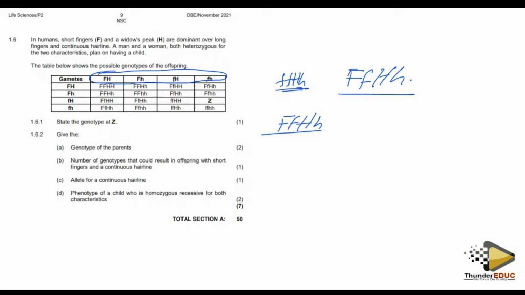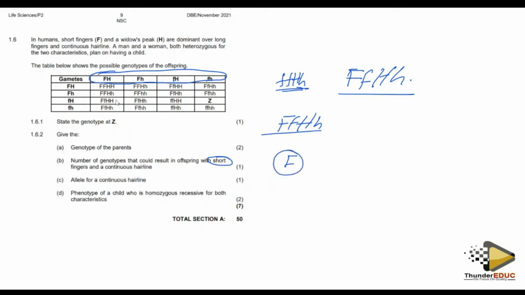number of genotypes that could result in offspring with short fingers and continuous hairline. Yes, number. So in this case, we are going to say number of genotypes that would result in offspring with short. Let me underline this. They're saying short, but short, what did they say? Short is the capital F, is dominant. So I'm going to look for anywhere I have capital F.